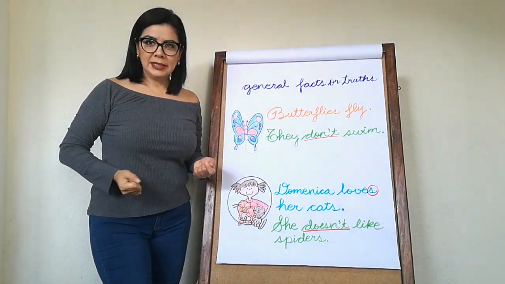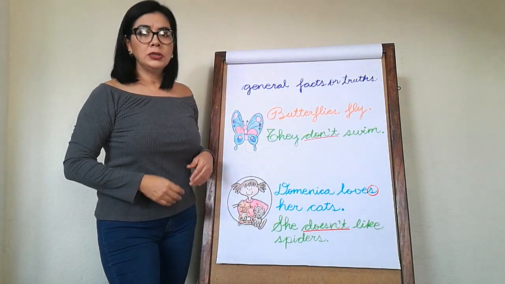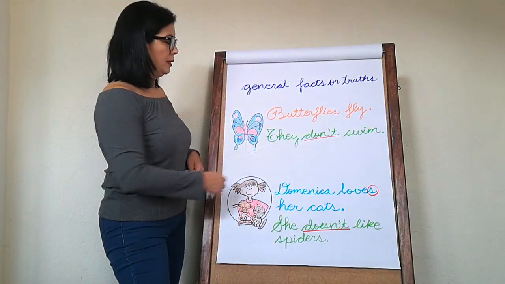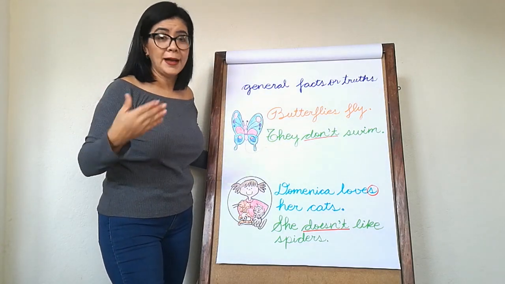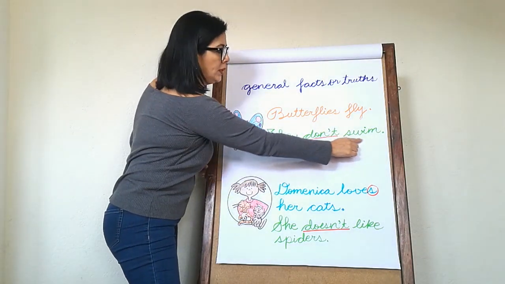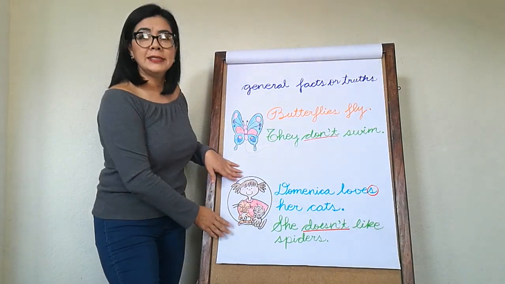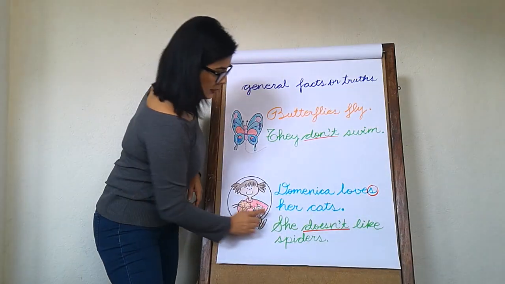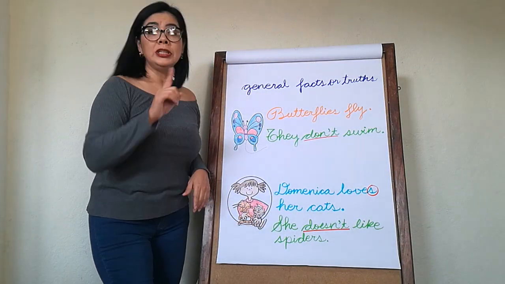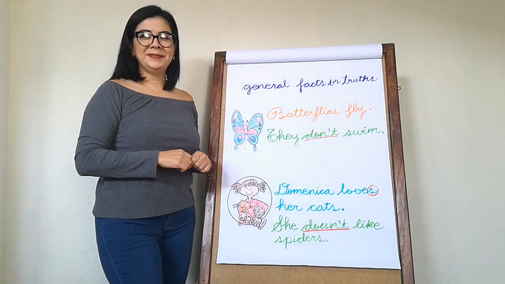We also use the simple present for general facts or general truths. For example, butterflies fly. Everybody knows that, so it's a general fact. They don't swim. Now this is a general truth. Domenica loves her cats. She doesn't like spiders.